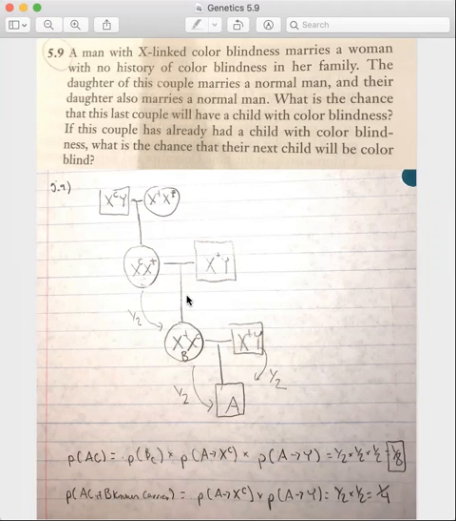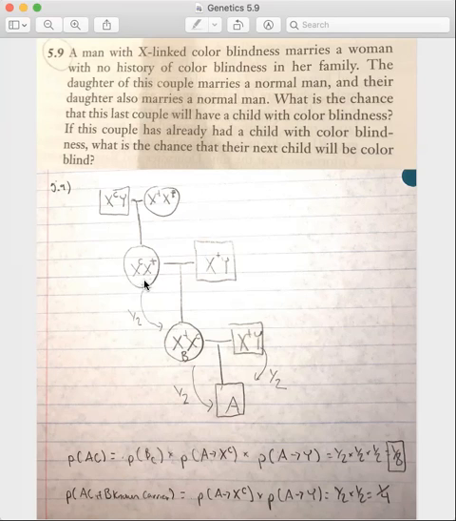And so here, let's go back to this woman here. We know the genotype of this woman, right? She had to have inherited a colorblind allele from her father. So her genotype is XC, X wild type. Now the question is down here, and we're just going to label this individual A. What is the probability, what is the chance that this last couple has a child with color blindness? So here's the child with color blindness, and we're just going to designate this child A.